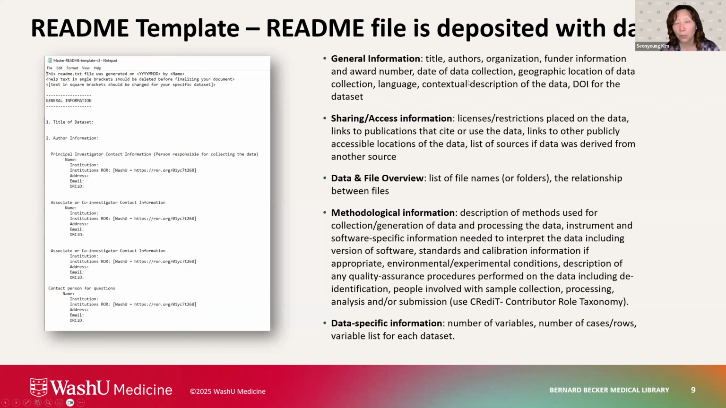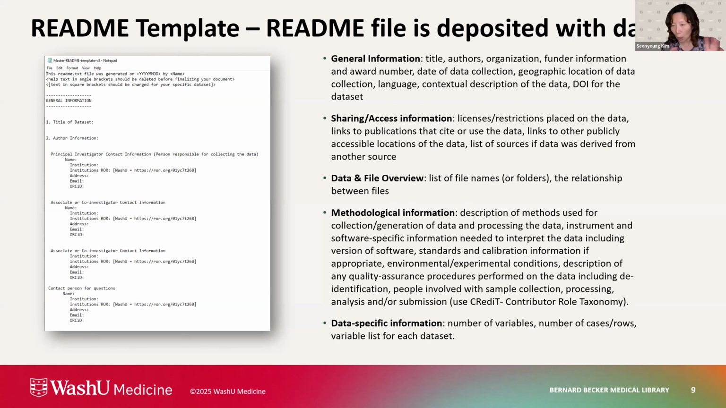And there's general information, which captures the title, authors, organization, funding information, award number, date of data collection, geographic location of data collection, language, contextual description of data, and DOI for the data set. This one comes from our repository. When I assign a DOI, it has a specific format, so we just put that in. So it's done at the end. But this information has to match the information they put into the metadata collection sheet. They have to be consistent, because the metadata collection sheet information is not available publicly. I enter it, but we don't upload that file.